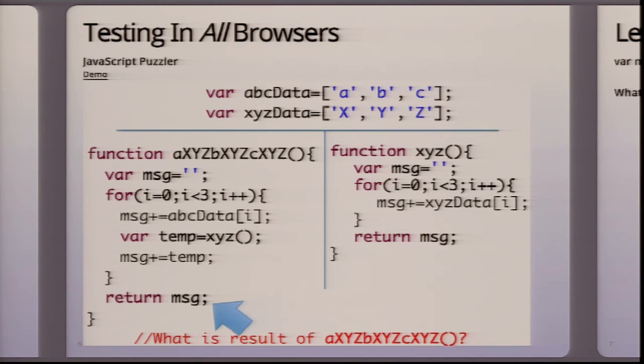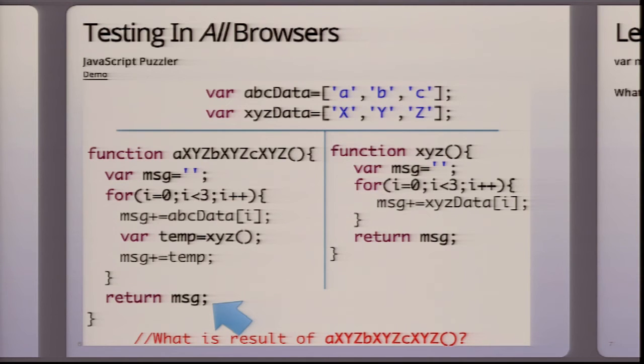Because i is global scope, okay? So if you see here how i does not have a var, right? We didn't declare it as a variable. So JavaScript by default is global scope. So all these variables that you use within your functions take global scope.